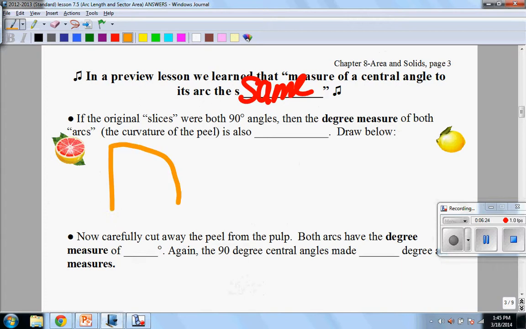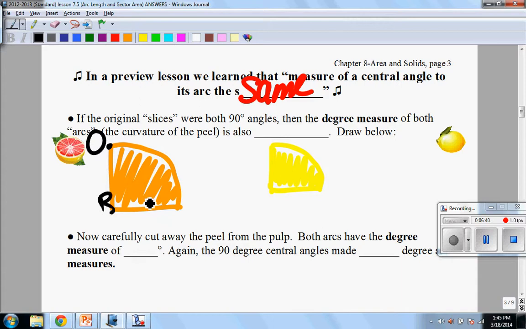Okay, now I want you to draw just your wedges here, just those sector area wedges. You have a larger one and a smaller one. Do they have to be to scale? No, not exactly. One's obviously bigger than the other. That's fine. And this was wedge O, R, and A, and L, E, and M.